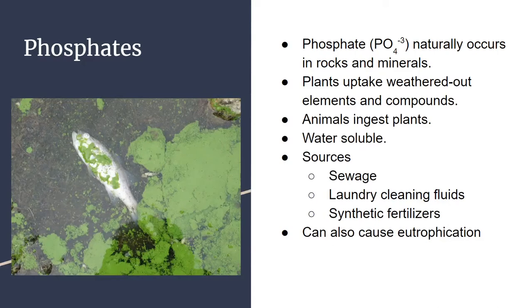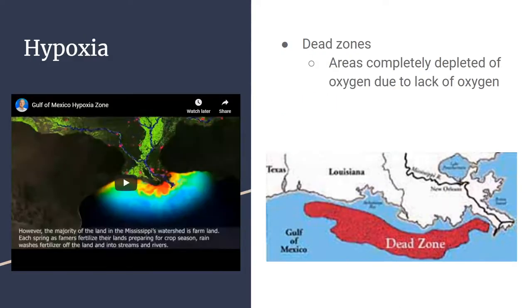Synthetic fertilizers can also cause eutrophication. Again, algae blooms, which can sometimes be really bad, as you can see here, causing massive fish die-offs. This is also a problem usually down by the Gulf, down there by Louisiana. We see a lot of eutrophication happening there. Hypoxia, dead zones, again, are areas completely depleted of oxygen due to this eutrophication.